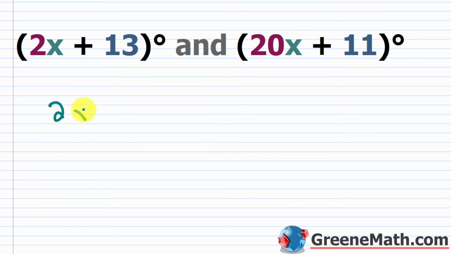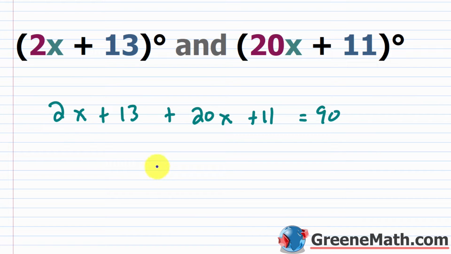So you're going to say that 2x plus 13, forget about the degree symbol for right now, we don't need it, then plus this 20x plus 11. If I sum those two together, it should be 90. Once you solve this, you're not done. You have to actually go back and plug in. So I'll show you that in a moment.